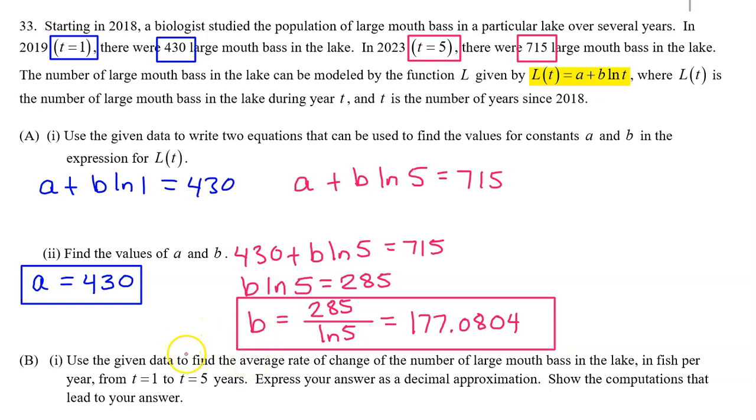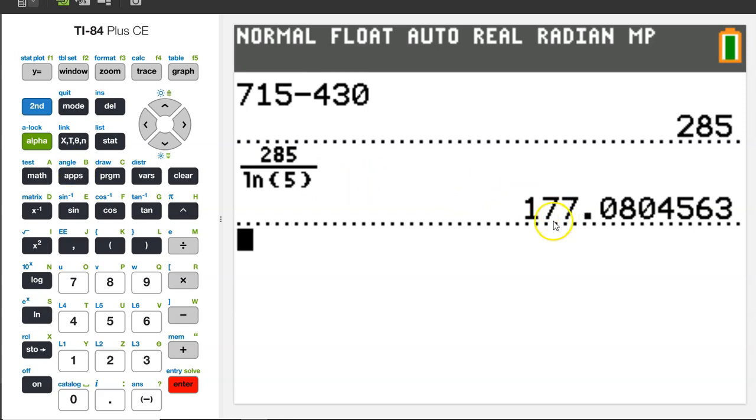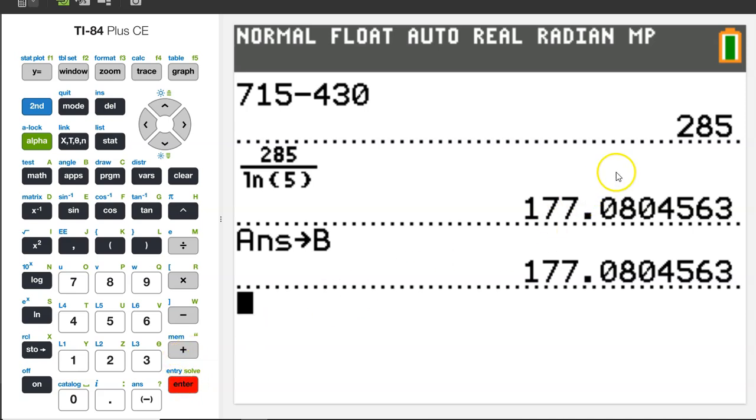So if we were going to go on from here without using log regression, then we would need to store these values into the letters A and B on the calculator so we don't lose any accuracy. So we just found B. Let's store this value into letter B by hitting store and then alpha B. This is not necessary to store the 430 as A, but let's do that as well just to be consistent. So we can just type 430 and then store that as alpha A.